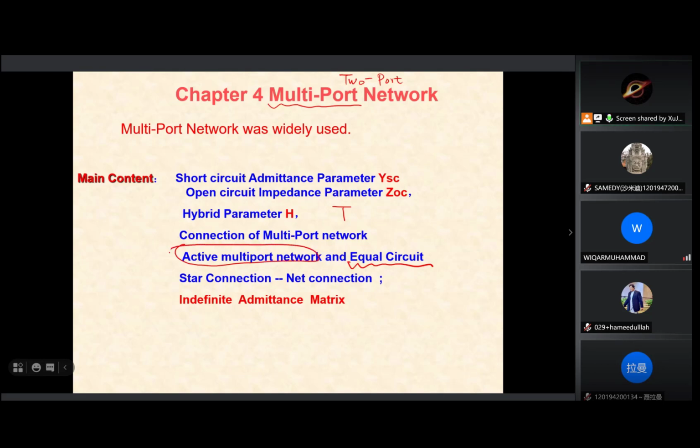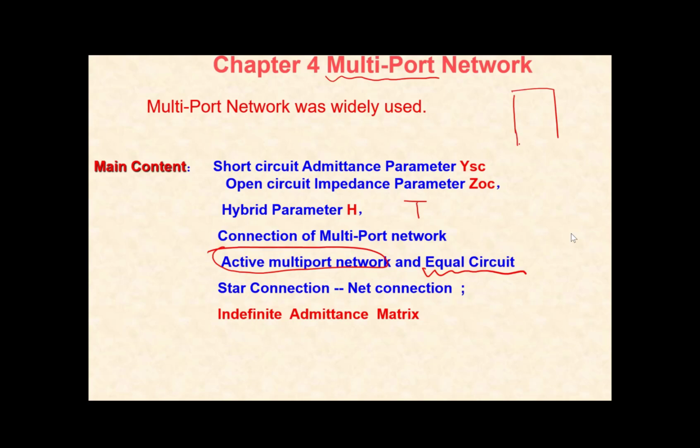Multiple network. Pay attention, we have discussed the equivalent set of the two-port network, but we assumed it's passive. Passive means there's no independent source inside. If there's an independent source inside, we will discuss the active mode.